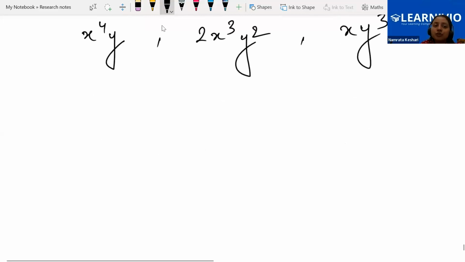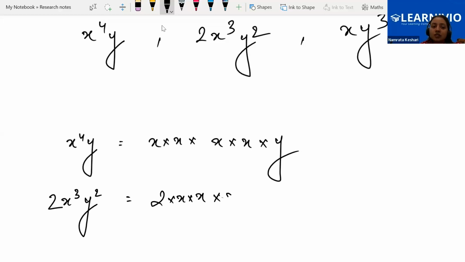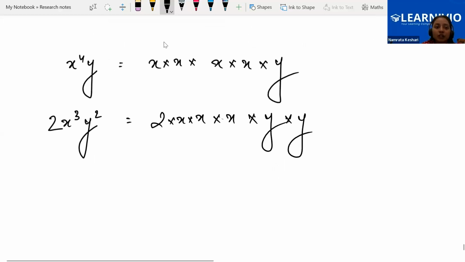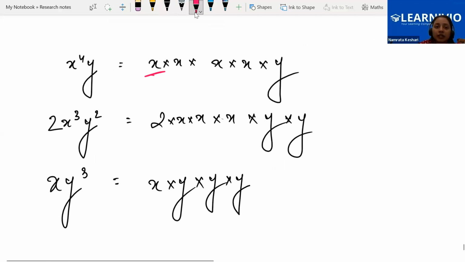So what we used to do, first we used to write x to the power 4 y as x into x into x into x and then 1 y. The next term we used to factorize, and it will be 2 into x into x into x into y, and the next one will be x y cube. It is already given in the question. So x into y into y into y. Now what is the common factor? What is the factor which is common in all the terms? So x is here, x is here, x is here. We can take one x as a common factor.